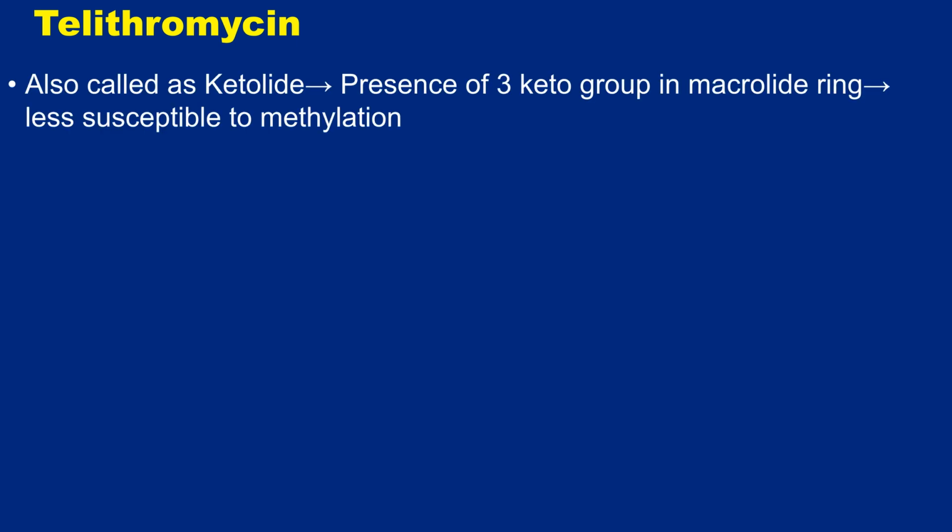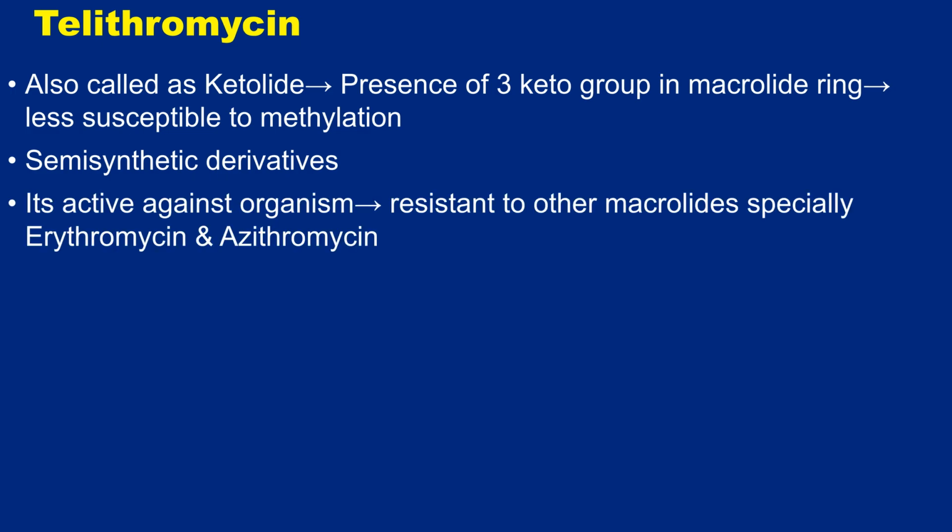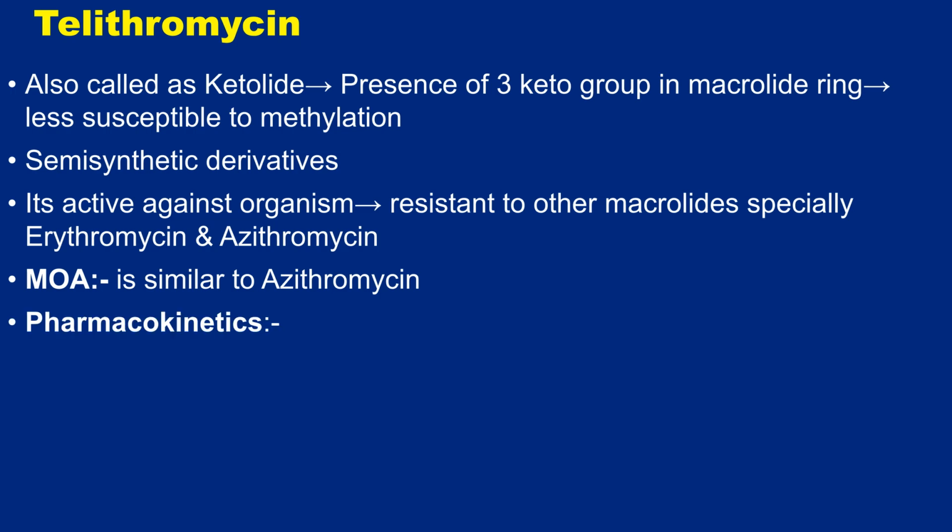Coming to the newer macrolide, telithromycin, it is also called a ketolide. Why is it called a ketolide? Because of the presence of a keto group in its macrocyclic structure, and it is less susceptible to methylation. It is a semi-synthetic derivative, mainly active against microorganisms that are resistant to erythromycin and azithromycin. Its mechanism of action is similar to that of azithromycin.